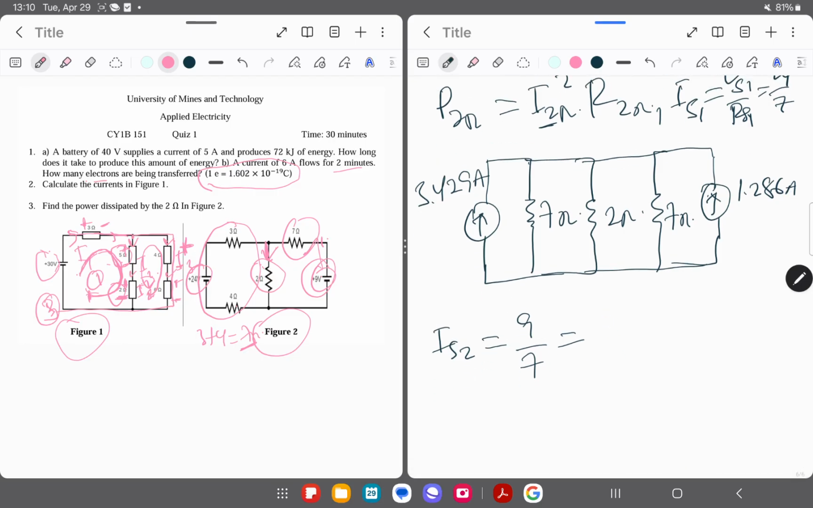Once we have done this, you can see that I can do an algebraic sum, because the node here is the same. These nodes are all the same, and this current is entering the node, this one is also entering the node. They are all in the same direction, so they are all possible. So I can do the algebraic sum and also simplify the circuit diagram. This one we have 1.286.